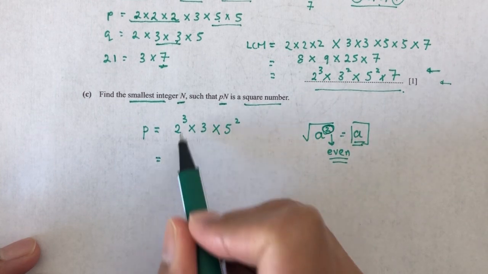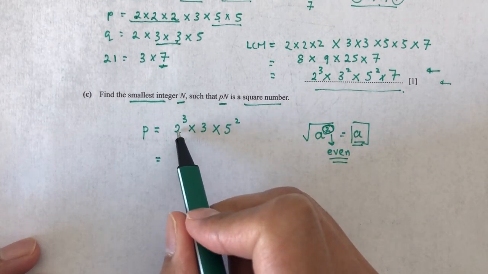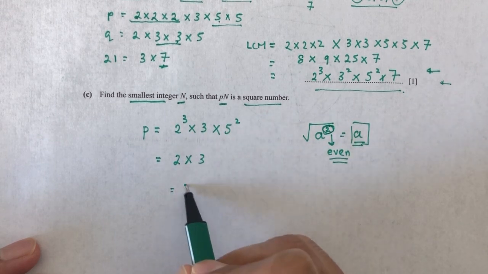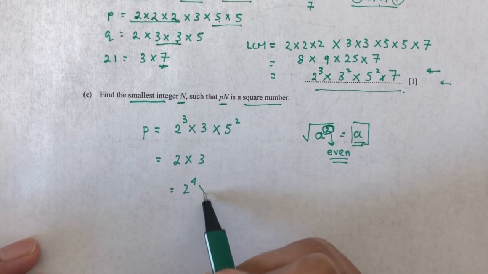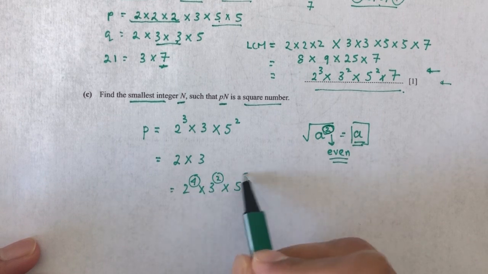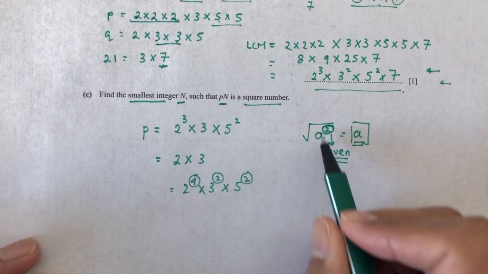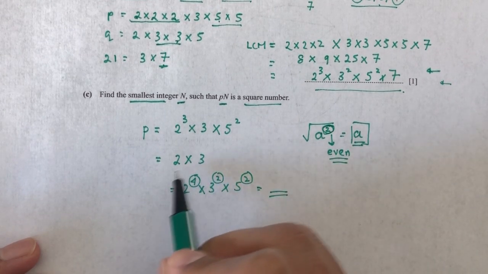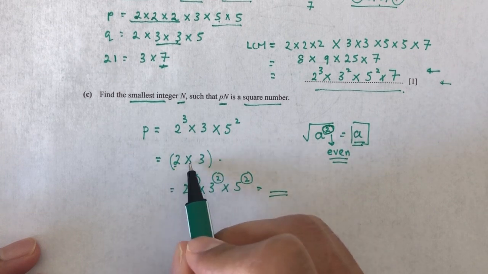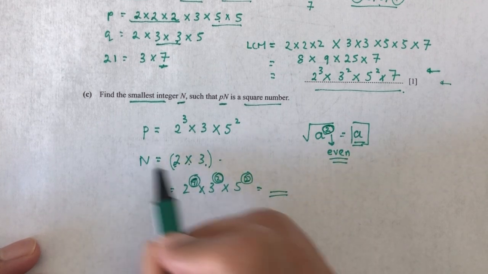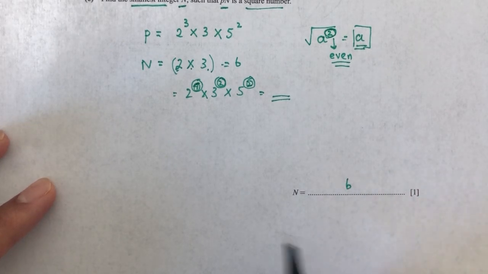So we have to multiply this by what number? If you multiply this by 2 and by 3, we can have 2 power 4 times 3 power 2 times 5 power 2. So everything is even, which means we can take a square root of this to give us an exact answer. So in this case, the lowest integer will be 2 times 3. So n will be 2 times 3, which is 6. So the answer will be 6 for part C.